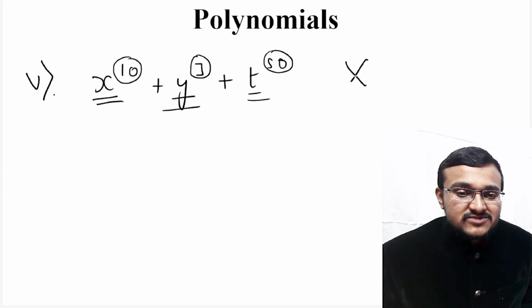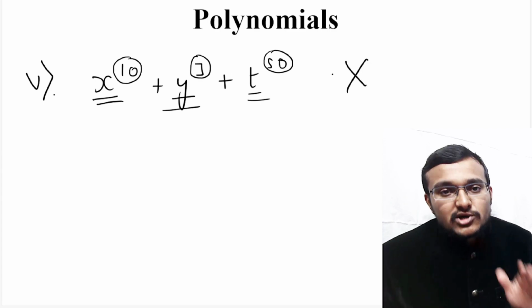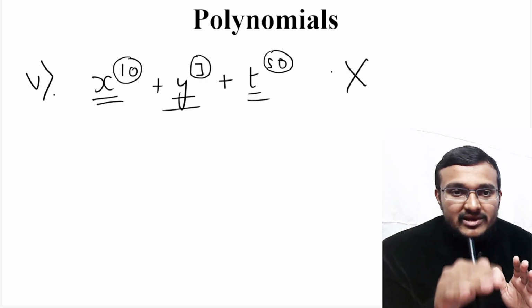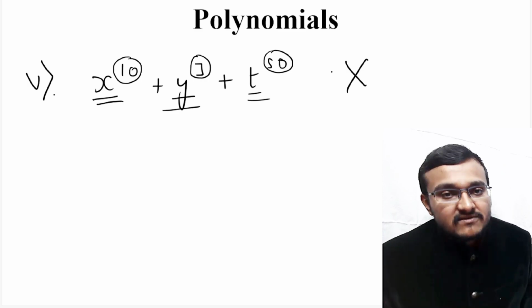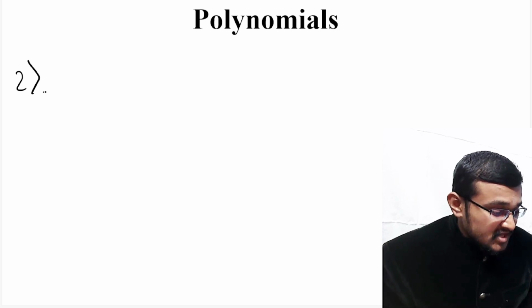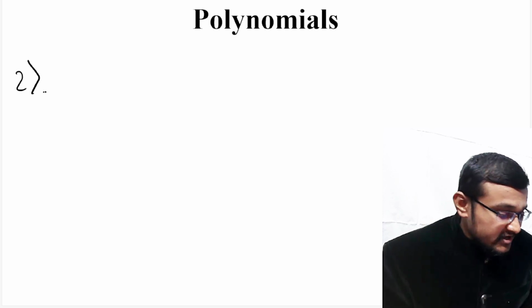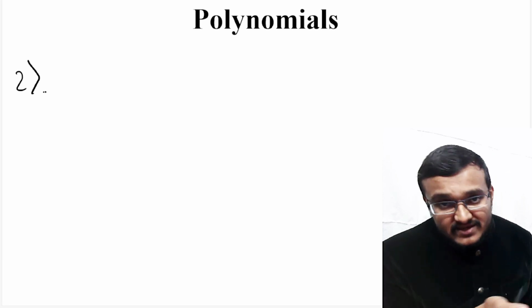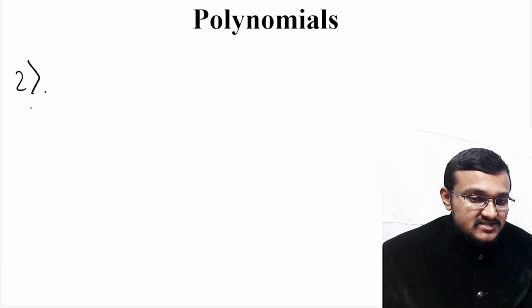So that's why this is also not a polynomial in one variable. Of course, this is a polynomial, but this is not a polynomial in one variable. Now coming to the second question in this particular exercise, here they are telling you to write the coefficients of x square in the expressions which they have given in this particular second question.